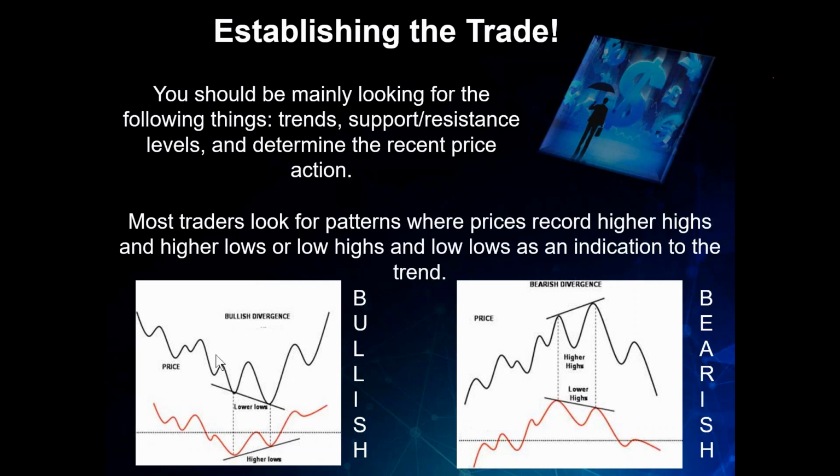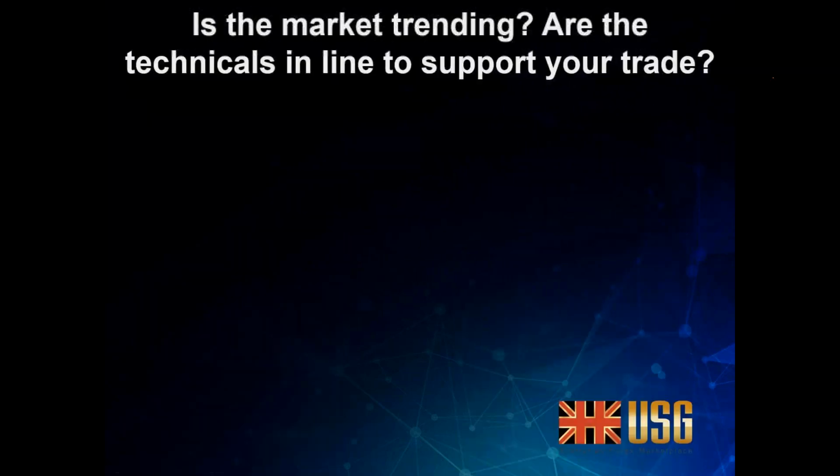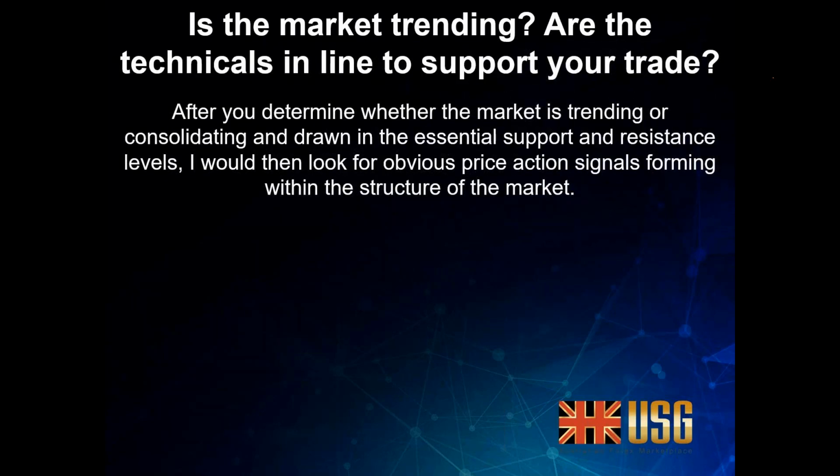So in bullish divergence, when the price is going down and the indicator's going up, it snaps to the upside. Again, when the price is going up and the indicator's going down, it drops to the downside. And what I mean by putting the trade on too soon is in the next slide, so we'll get to it in a sec. After you determine whether the market is trending or consolidating and draw essential support and resistance lines, I would then look for obvious price action signals forming within the structure of the market.